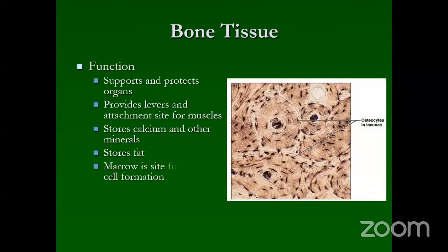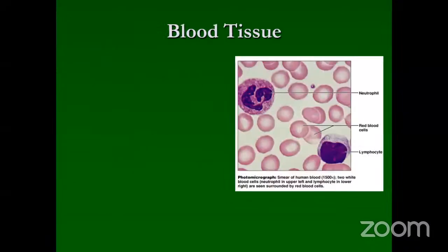The next is bone tissue. It supports and protects the organs, and wherever attachment to the muscles is present, there bone tissue is present. It stores calcium, minerals and fat, and the bone marrow is a site from where blood cell formation takes place. Hemopoiesis takes place in this bone marrow. So mainly this bone tissue is present in the bones.